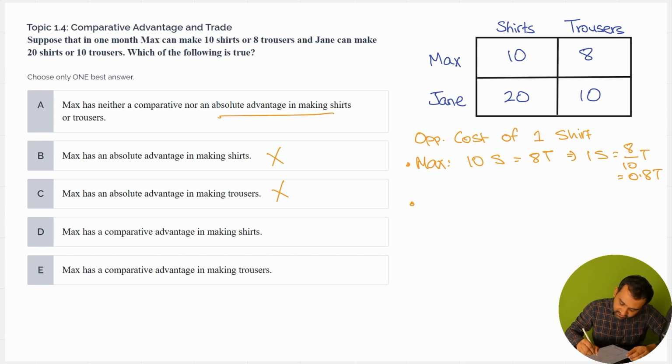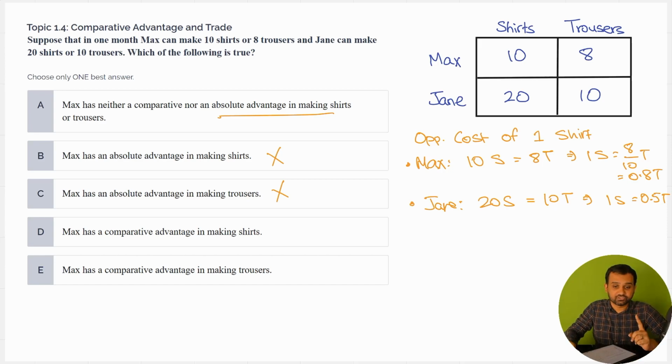On the other hand, for Jane, when she produces 20 shirts, she gives up the chance to produce 10 trousers, meaning to produce one shirt, she gives up the chance to produce 0.5 trousers. So she gives up less than Max when she's producing one shirt. So Jane has comparative advantage in shirt production. That means Max has comparative advantage in making trousers. So therefore, you know that E would be the correct answer.